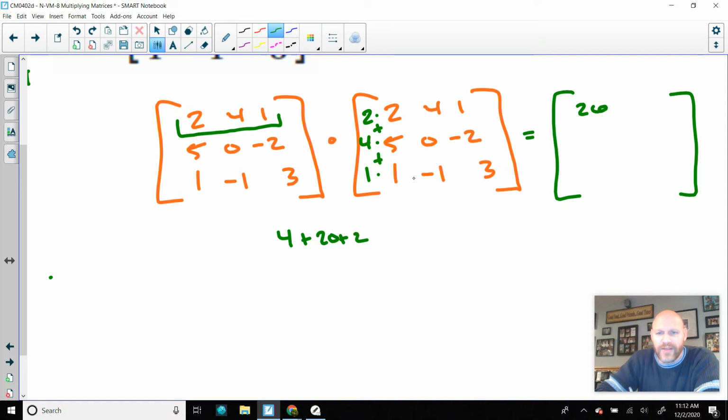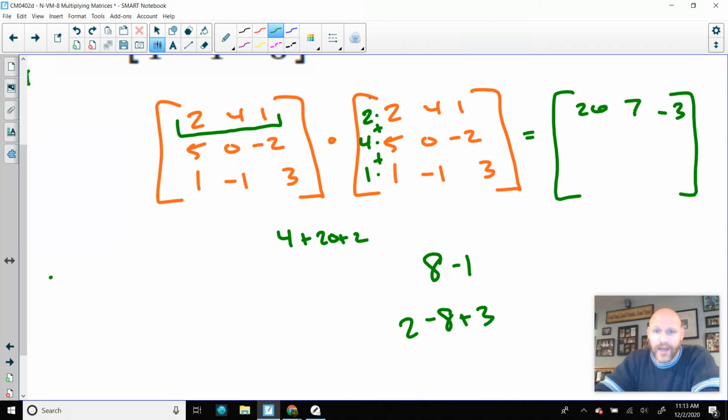Now we're going to multiply a second row. 2 times 4 is 8, plus 0 minus 1 is going to be a 7. 2 times 1 is 2, minus 8, plus 3. So 2 times 1 is 2, 4 times negative 2 is negative 8, and 1 times 3 is 3. We'll add those together, and that's going to give us a negative 3.